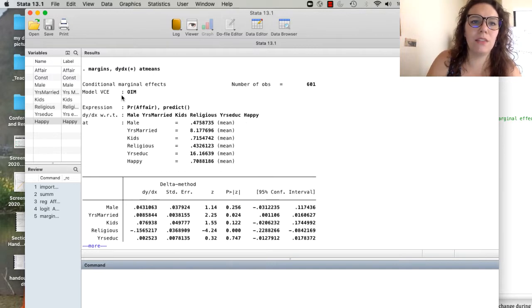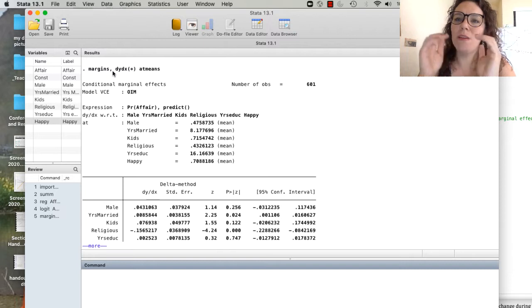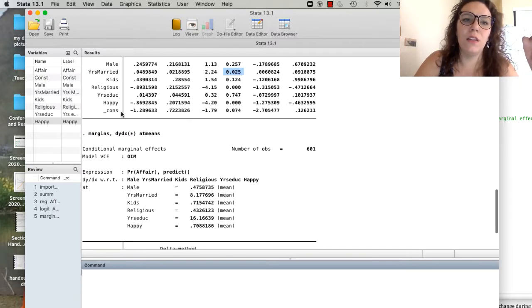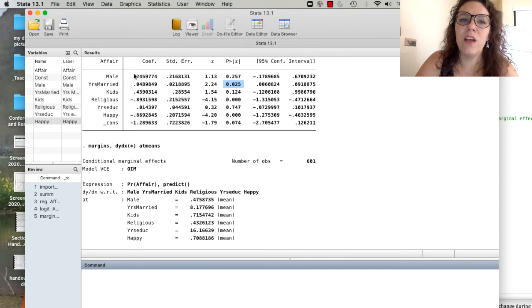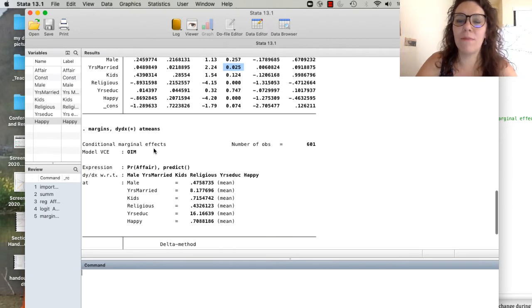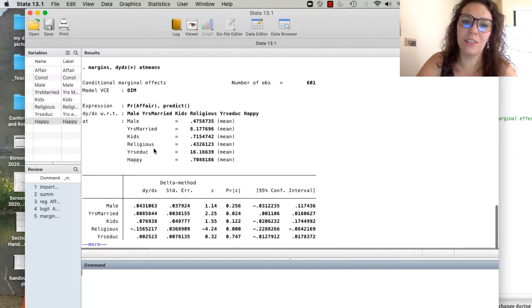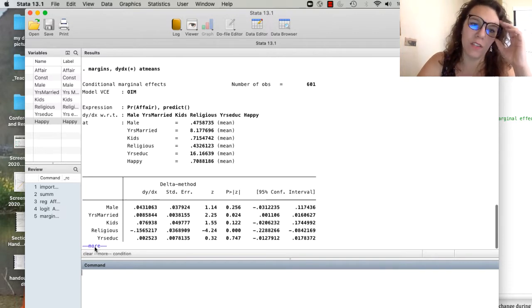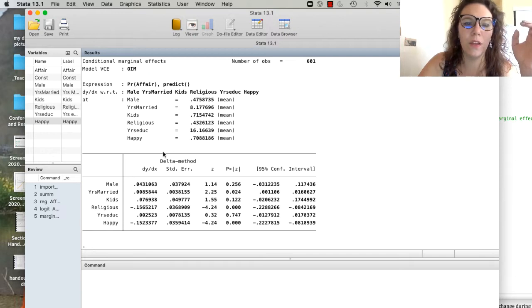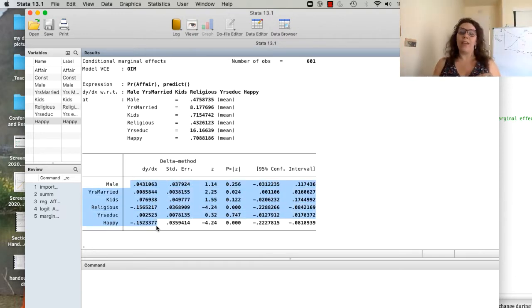So here we go. I put in the command. So the command is margins, comma, dy dx, and then in parentheses star, and that's just telling it what I want the partial derivative of. And what I'm asking for is the marginal effect, the partial derivative of each of these coefficients at the mean value. That's what that command is telling me. So here we go, and we get our marginal effects here. And this is what we can interpret.